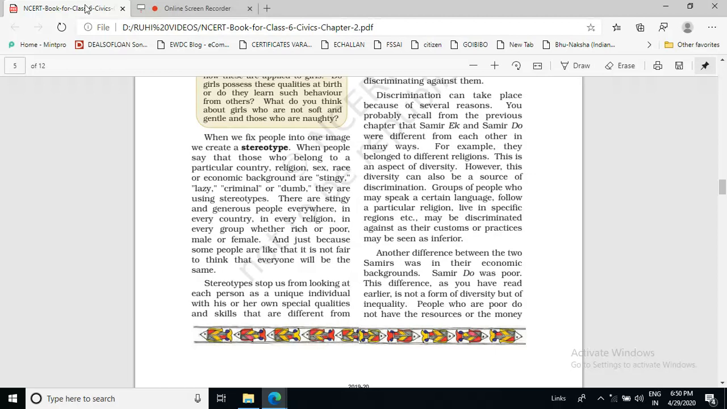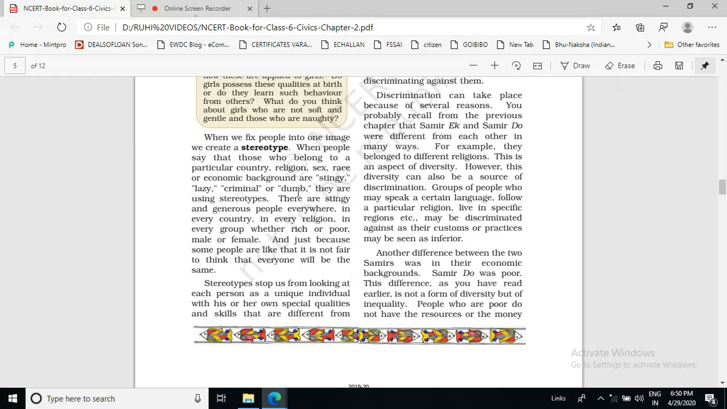So what are we discussing? We are discussing the causes of discrimination. Why do people discriminate among people? The first reason is diversity. It is considered that people who speak a certain language, who follow a particular religion and live in a specific region, those people's customs or practices are inferior. It is considered so by other people, and that is the reason they behave unequally. And then the second reason is economic differences.